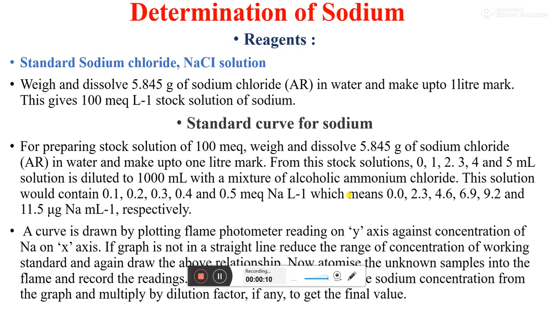So now in today's topic, we have to see the determination of sodium and potassium. These are the cations which are present mainly in the irrigation water sample. We have to determine sodium with the help of a flame photometer, and potassium is also determined with the help of a flame photometer. So let's see how we determine sodium.